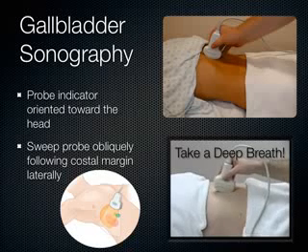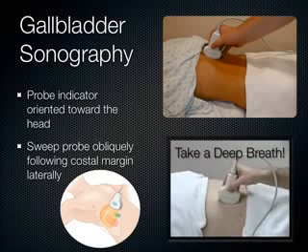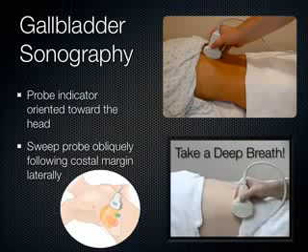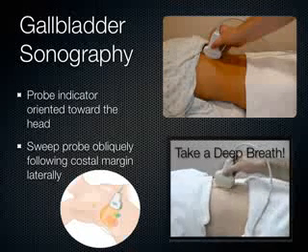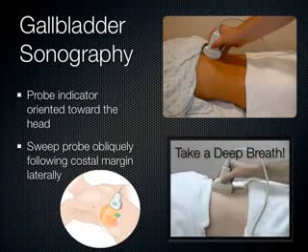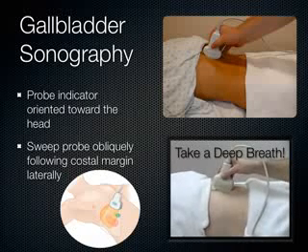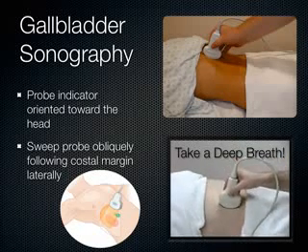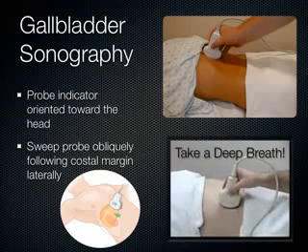We're going to have the indicator aimed towards the patient's head in a sagittal plane, and then the patient's going to take a deep breath, and that's called a subcostal sweep, okay? And once you get the gallbladder in its long axis, you can then rotate the probe 90 degrees to get the gallbladder in its short axis.